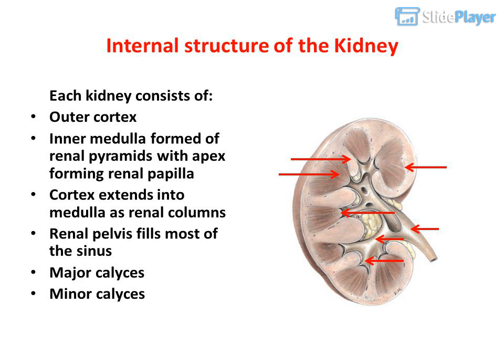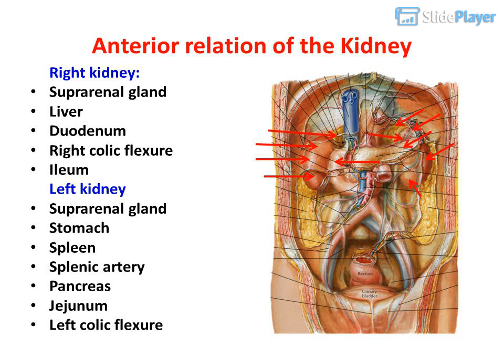Internal structure of the kidney. Each kidney consists of an outer cortex and an inner medulla formed of renal pyramids, with the apex forming the renal papilla. Cortex extends into the medulla as renal columns. Renal pelvis fills most of the sinus. Major calyces. Minor calyces.